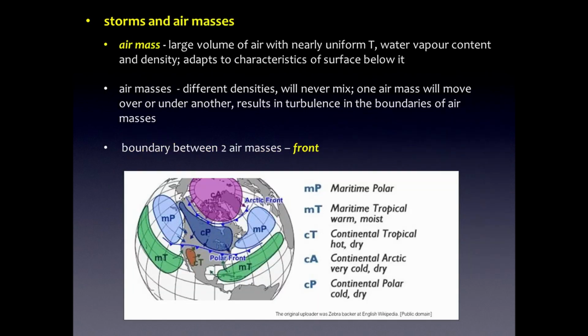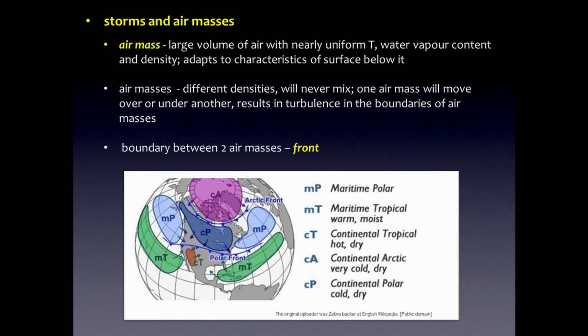Within the atmosphere, we can have air masses, and air masses are very similar to water masses. An air mass is a large volume of air, and within that mass, the temperature is fairly uniform, with very little variation. The amount of water vapor is going to be fairly consistent in the density, and that makes sense because temperature and water vapor content play a role in how dense the air can be. It's also going to adapt to characteristics of the surface below it.